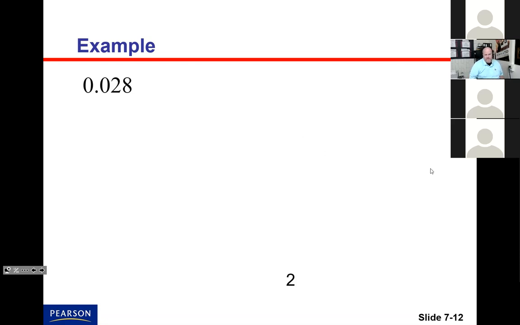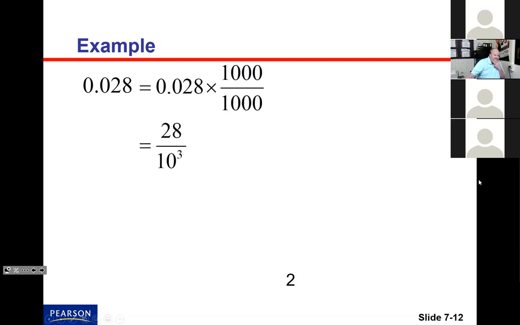Oh, sorry. So what they do here is they take the 0.25, 0.028, and they times both the top and the bottom by 1,000. Basically, is that what we were kind of doing? Yeah, I was just doing it in a simpler way, right? So there's my 28 on the top. I have my 10 to the 3 on the bottom, which is technically 1,000, right?